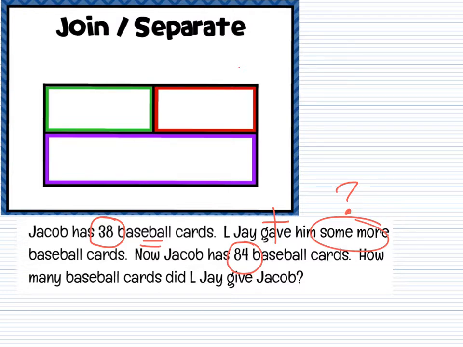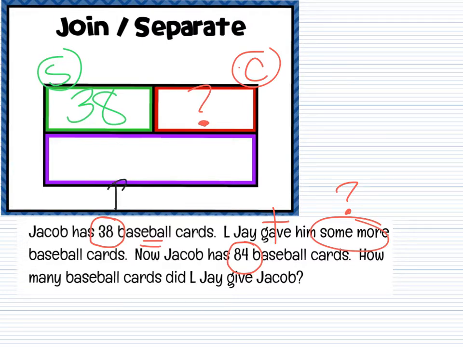Okay, so let's put our numbers in our word problem structure. Did we have a start number? Excellent, we did. What is it? 38. So 38 is my start. Do I have a change number? Remember, that's the action in your problem. It was that LJ gave him some more, but did I have a number there for my change? No, I didn't. So what do I put in the box? Good, the question mark. Then it said, now Jacob has 84. Where does 84 go?